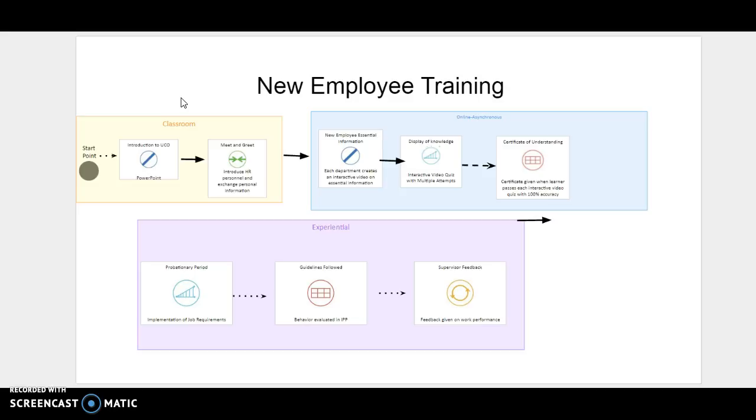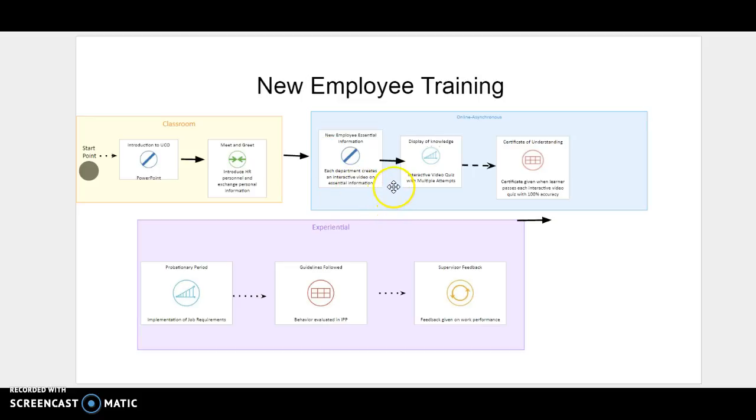So I thought that the classroom environment was important because you do need to meet people face to face, and also a meet and greet and introduce personnel and exchange personal information, so you needed to see faces. So I thought that that was an important piece to start off with, but maybe that could just be an introduction. And then there could be an online asynchronous environment where each department did an interactive video on essential information from their department that was shared in the initial classroom training.